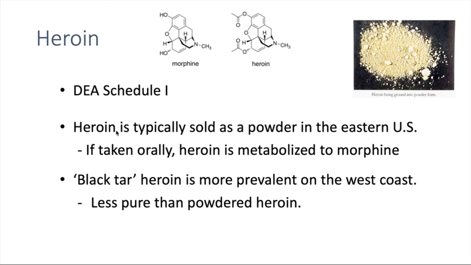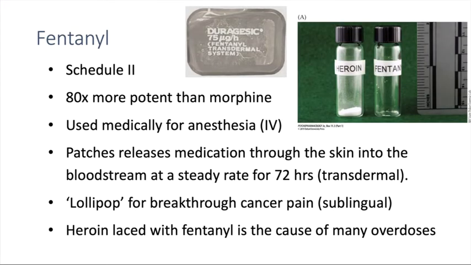Heroin is a Schedule I drug, meaning it has high potential for abuse and no medical use. It is not used at all in medical context. It has been in the past, but not anymore. Fentanyl is also Schedule II, similar to morphine. It is 80 times more potent than morphine.